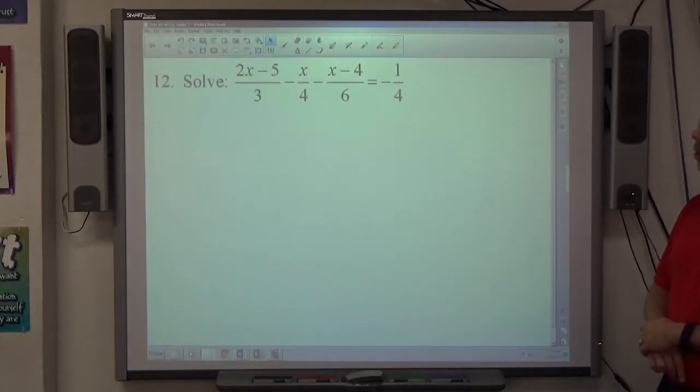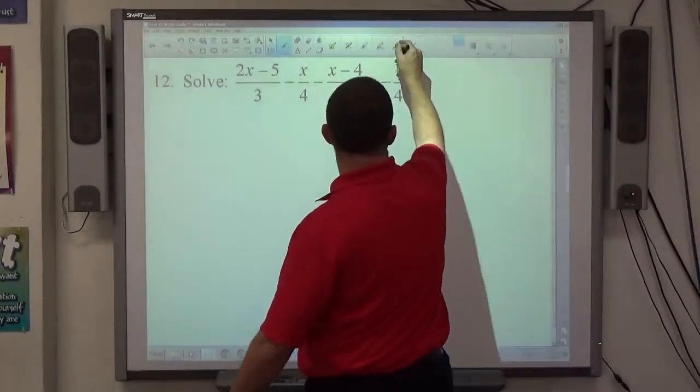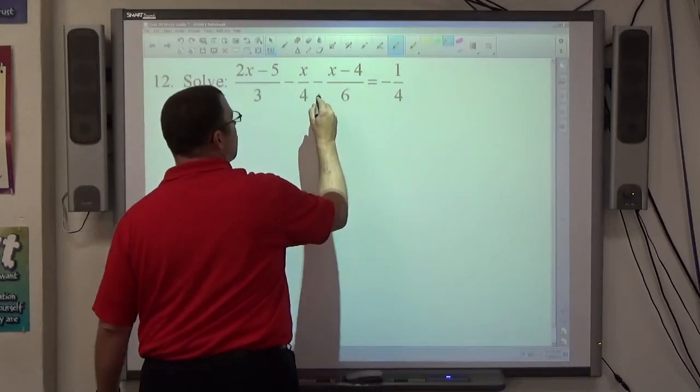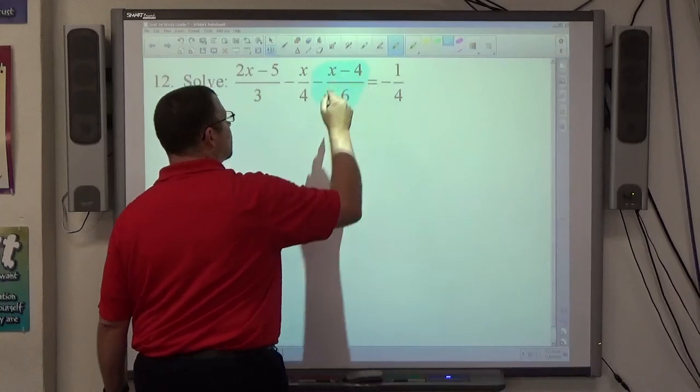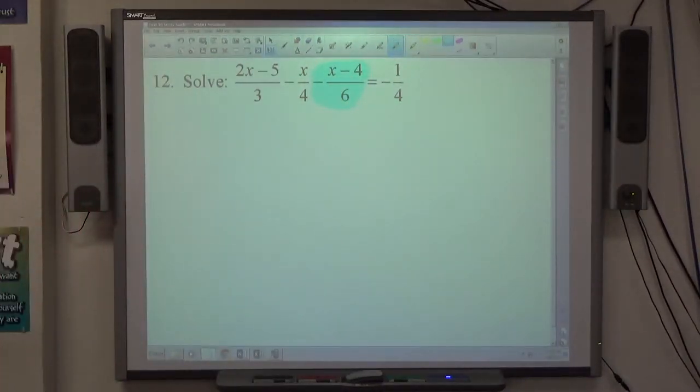Number 12, solve. And the key to this problem, and the place where people are messing up on homework, is right here. It looks pretty innocuous. It doesn't look much more difficult than anything else happening in the problem. That minus sign in front of the fraction is what's going to cause issues.